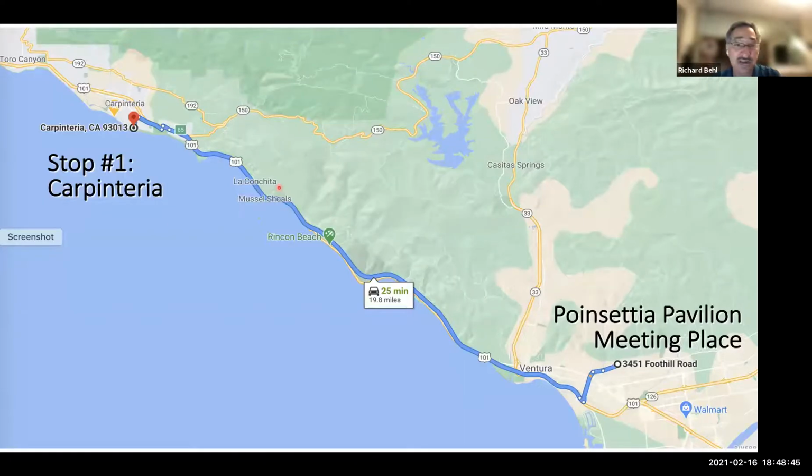So we're going to start this field trip from your typical meeting place at the Poinsettia Pavilion in Ventura. And we've got a 25-minute ride up the coast across the Ventura Avenue anticline and through several oil fields. And we are going to get off in Carpinteria, and you can either go to the state park and pay their fee and go in, or you can go down and park on a residential street and walk across the train tracks near Tar Pits Park.